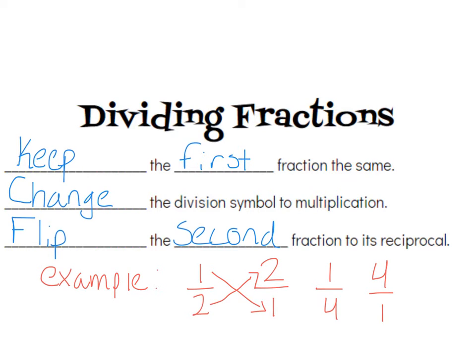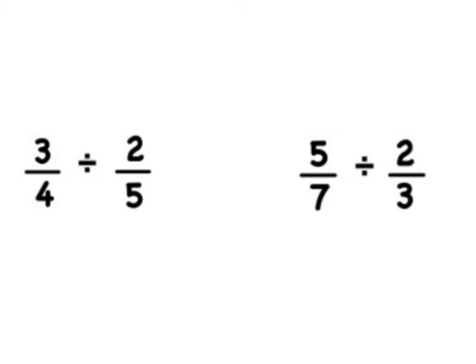All right, we're going to continue with a couple more examples. So please look at our first example. In the fraction 3/4 divided by 2/5, what is the first step? Right, we keep the first fraction the same. The second step is, excellent, we change the division to multiplication. And our last step, excellent, we change the second fraction to its reciprocal.